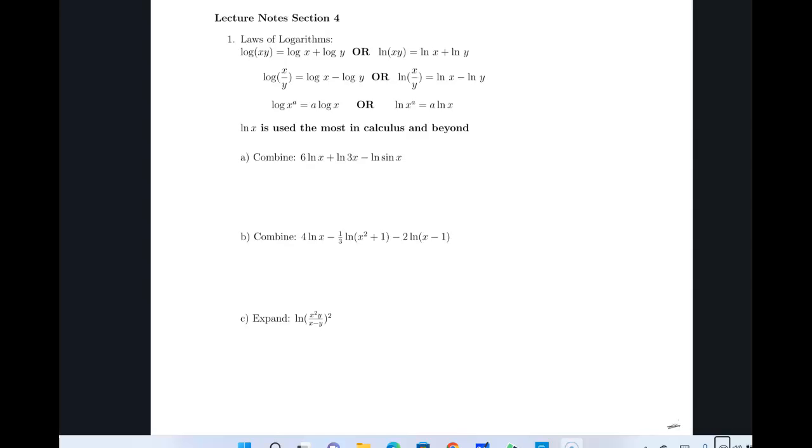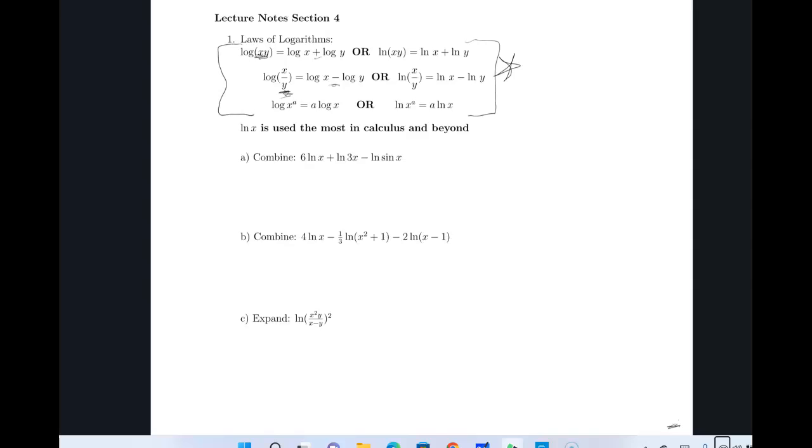Logarithms. Okay, so these log rules are very important. This is with log base 10, and this is with ln. So we will mostly use these, but these will come up as well. So just make sure you know that it's multiplication on the inside that turns into addition on the outside. Division on the inside turns into subtraction. And this one here, we're going to use an awful lot. All right, so let's just play with this.